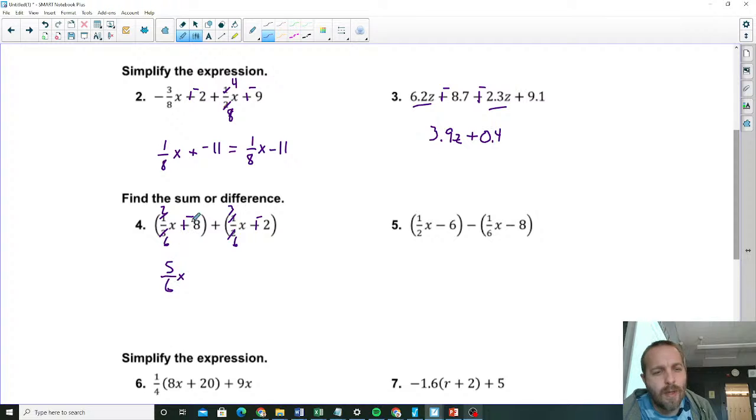x. Then we have to add negative 8 and negative 2, and that's negative 10. And so if you don't mind, instead of me writing down plus negative 10, I'm just going to write down minus 10.